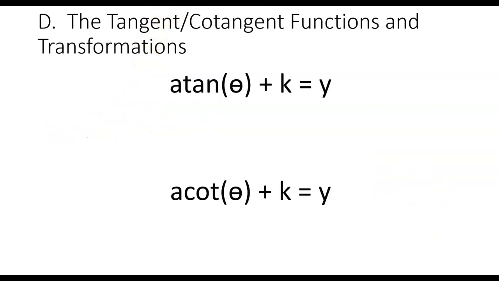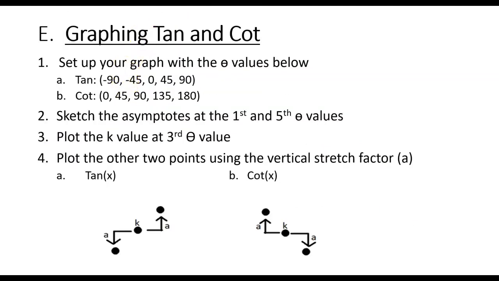All right, so that being said, I think we're ready to talk about how to graph these things. If you want to graph tangent and cotangent, the first thing you need to do is set up your graph with the correct angle values on there. So if we're doing tangent, then put these angles on there. If you're doing cotangent, then put these angles on there. Next, sketch your asymptotes at the first and fifth values. So for tangent, you're going to put a vertical asymptote here and here. And for cotangent, you'll put a vertical asymptote here and here. So sketch asymptotes at the first and the fifth theta values.